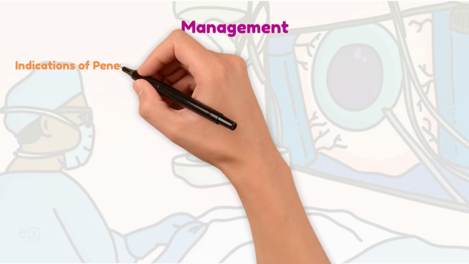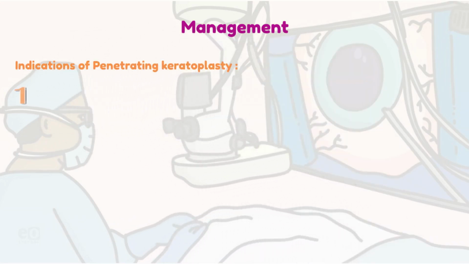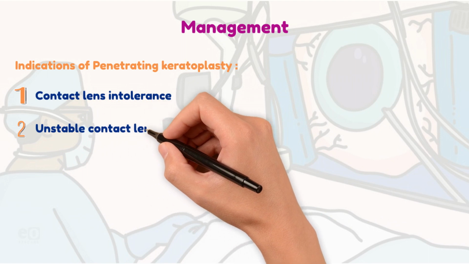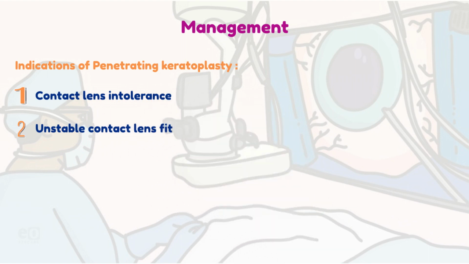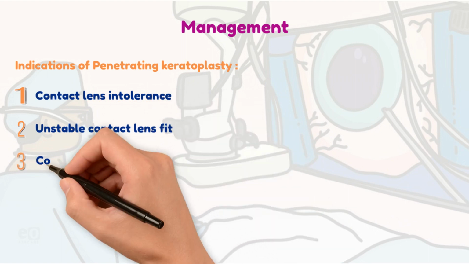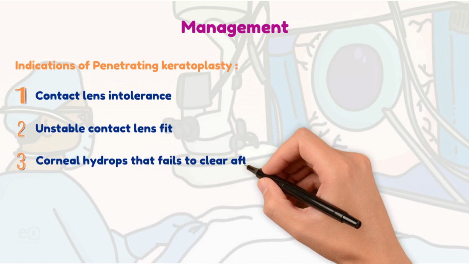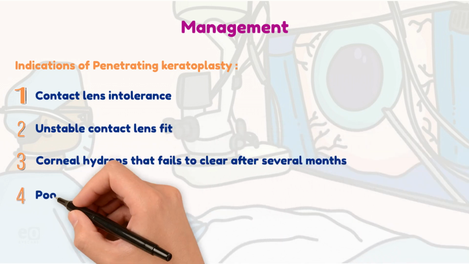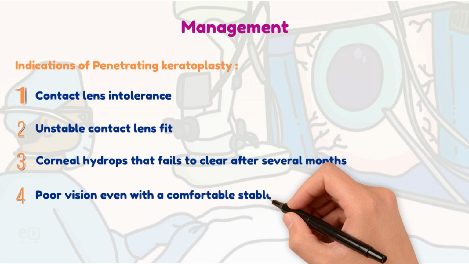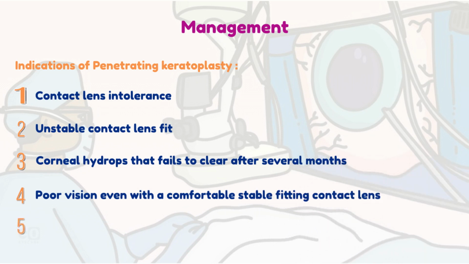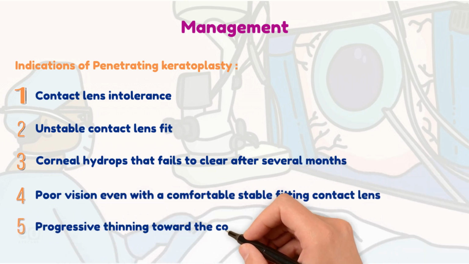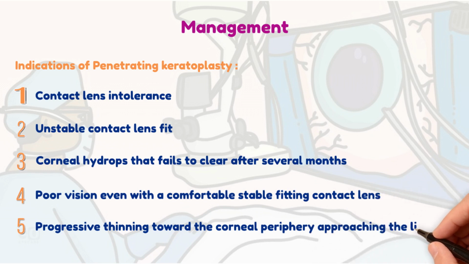Indications of penetrating keratoplasty are contact lens intolerance despite the good vision achieved with the lens, unstable contact lens fit even with good vision and lens tolerance, corneal hydrops that fails to clear after several months, poor vision even with a comfortable stable fitting contact lens, and progressive thinning toward the corneal periphery approaching the limbus, because it requires a very large graft, which is associated with increased risk of rejection.